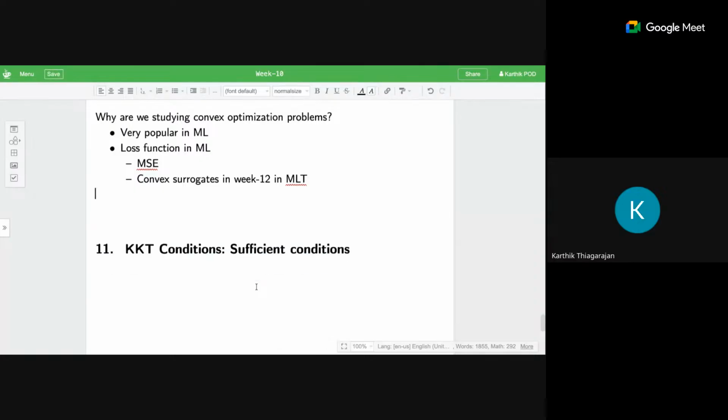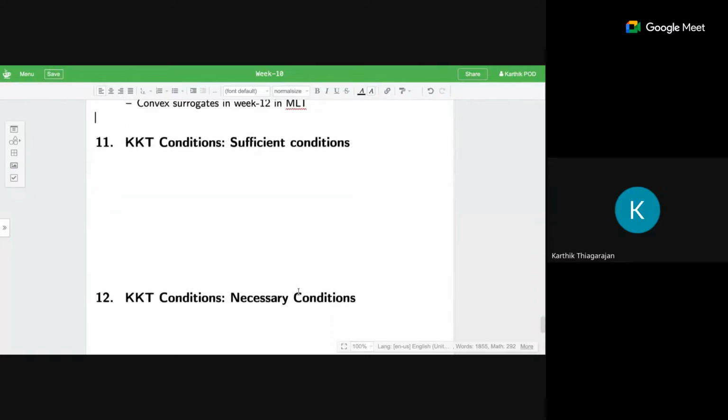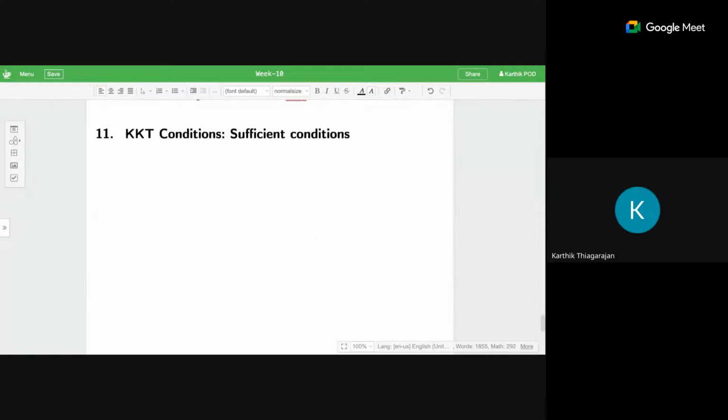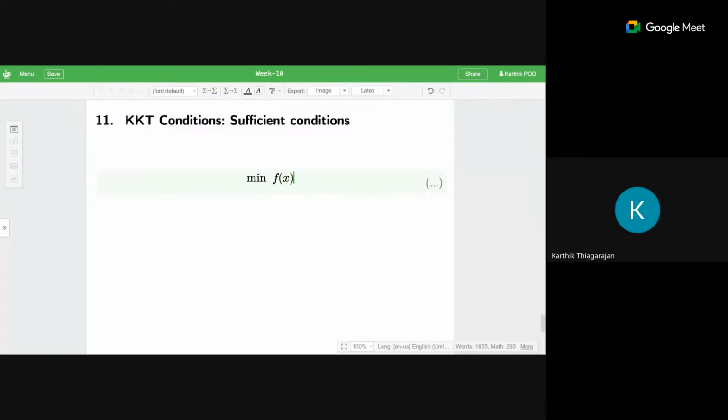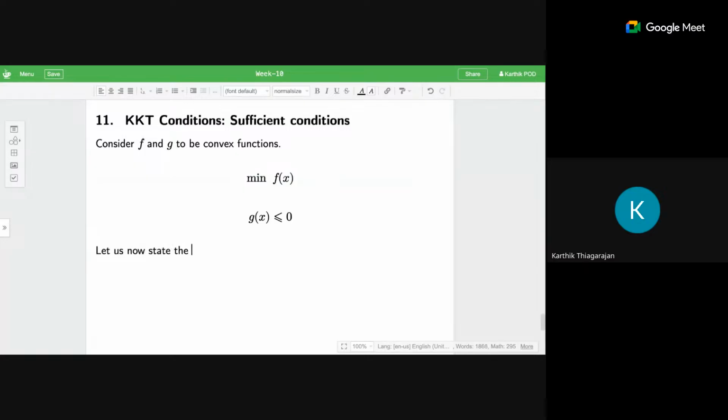So that is a brief motivation for what we are going to do today. Let's once again state this problem. We are trying to minimize f of x. Consider f and g to be convex functions. Minimize f subject to g of x less than or equal to 0. We are now going to look at what are called the KKT conditions. So let us now state the KKT conditions.